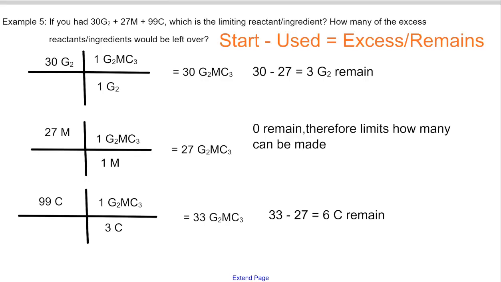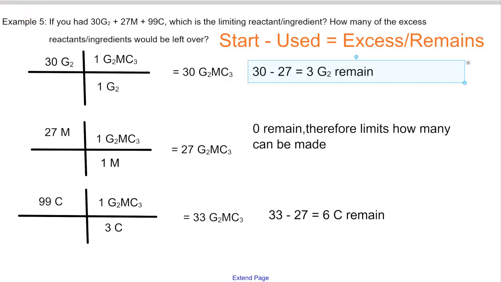All right, this talks about the excess or remaining. Excess and remaining really mean the same thing. To get the excess, we have to take the starting amount of what we have minus how much we used up, right? So we started with 30. We made 27 because the marshmallows allowed us to make 27. So we had 3 remaining graham crackers left over. Excuse me. For marshmallows, we started with 27, used 27, so we had none left over, and that's what our limiting reactant is. And then with chocolate pieces, we started with 33, we used 27 of them, and so we had 6 remaining left over. So that is how we look at remaining ingredients.